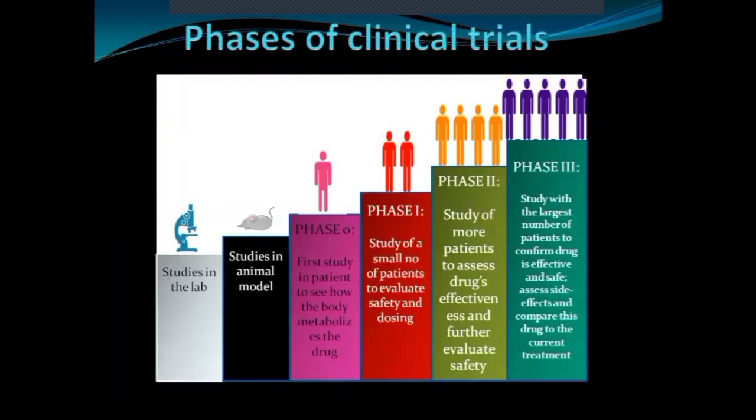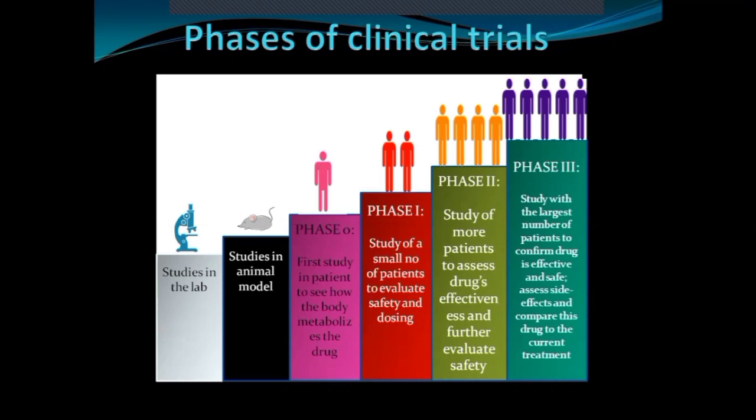This is the chart of phases of clinical trial. There are four phases of clinical trial: Phase 1, Phase 2, Phase 3, and Phase 4. Before Phase 1, Phase 0 is conducted. Phase 0 is called Exploratory Investigational New Drug Study, in which the first study in the patient is done to see how the body metabolizes the drug.